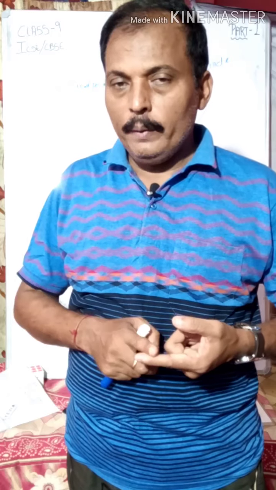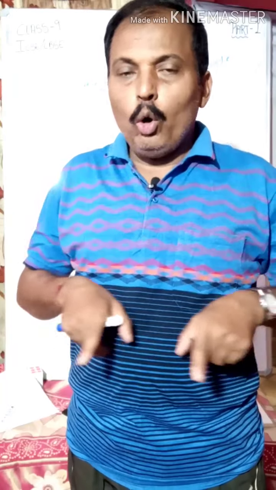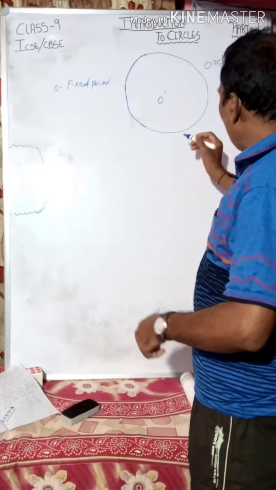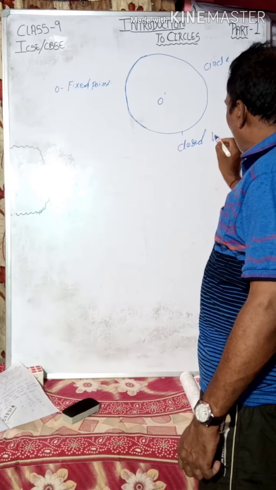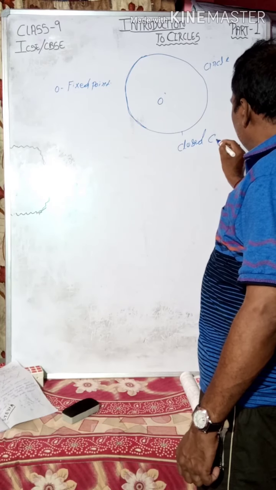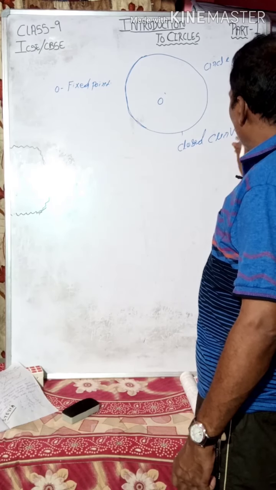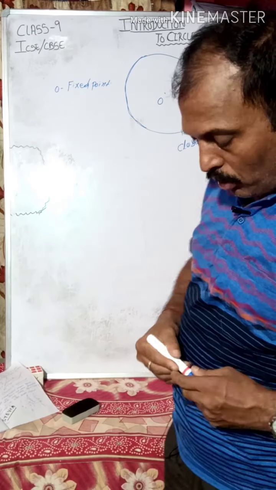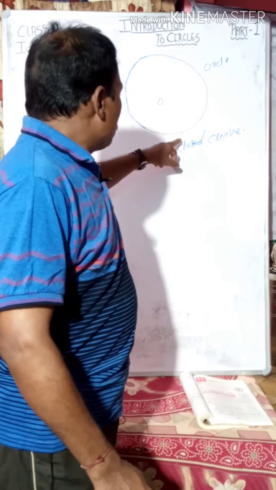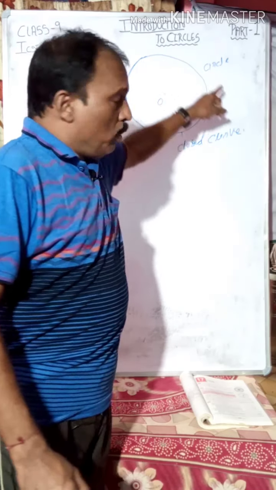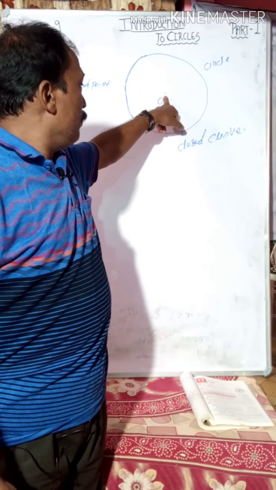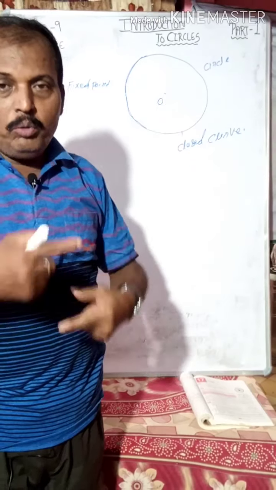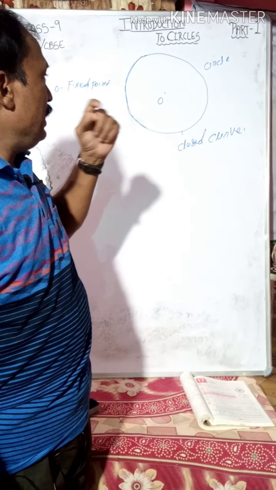Where is the circle? There is a fixed point and there is a closed curve. So it is a closed curve, C-U-R-V-E, closed curve. So a circle is a closed curve equidistant from the fixed point around it. That is a circle.